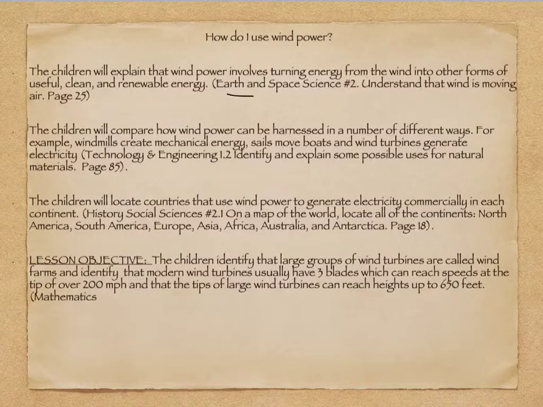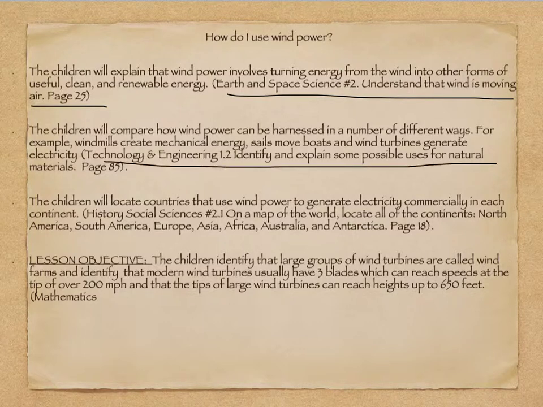Notice that I noted the curriculum standard after the objective, so it's clear exactly what I'll be teaching in this particular unit. The second unit objective that I would have for this particular essential question is the children will compare how wind power can be harnessed in a number of different ways. For example, windmills create mechanical energy, sails move boats, and wind turbines generate electricity. Again, I've listed the Massachusetts Curriculum Standard and the page number.